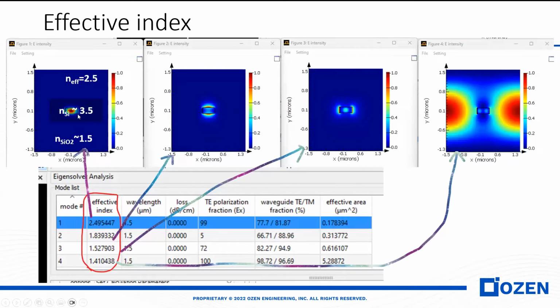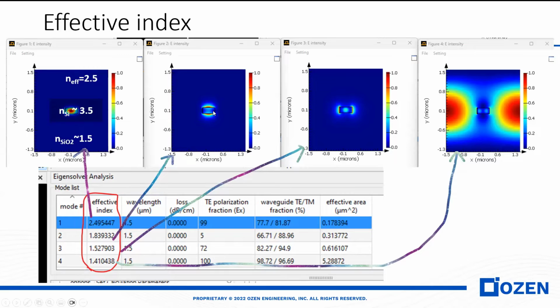Like this. This is a simple example that I ran with a numerical mode solver, and in this column you see the effective index. For instance, this is mode number 1. For mode number 1, the effective index is 2.445, around 2.5, as you see here in this picture. The refractive index of silicon is 3.5 and the refractive index of SiO2 is 1.5, so it means that the light is confined in the waveguide.